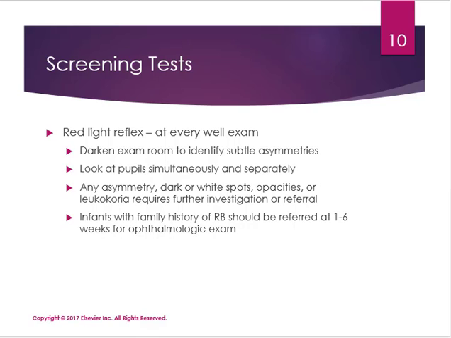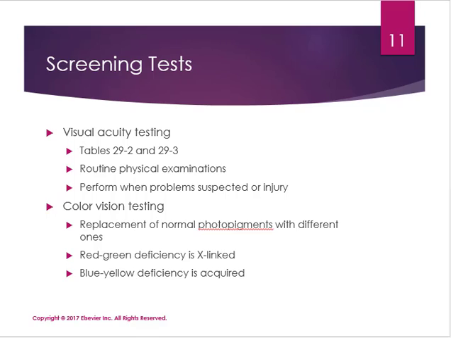And so infants with a family history of retinoblastoma should be referred at 1 to 6 weeks for an ophthalmological exam with an ophthalmologist. Visual acuity screenings for both near and far distance should be performed on all children during routine physical exams so that problems that may be suspected can be identified. Look at tables 29-2 and 29-3.